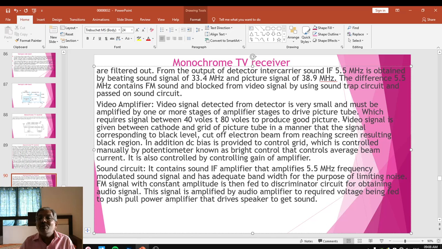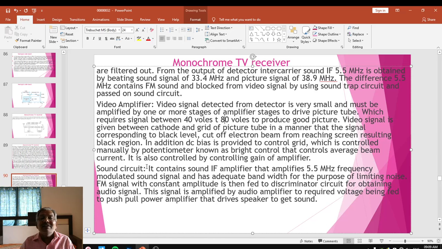to produce a good picture. The video signal is given between the cathode and grid of the picture tube in such a manner that the signal corresponding to black level cuts off the electron beam from reaching the screen, resulting in a black region. In addition, DC bias is provided to the control grid, which is controlled manually by a potentiometer known as the brightness control that controls the average beam current. It is also controlled by controlling the gain of the amplifier.